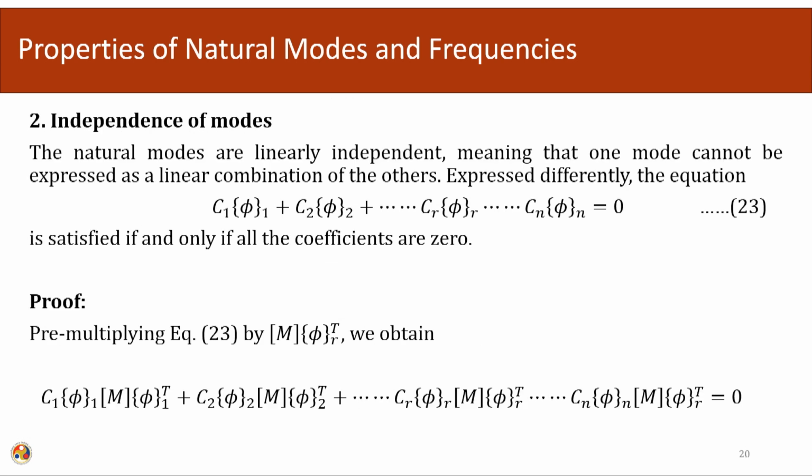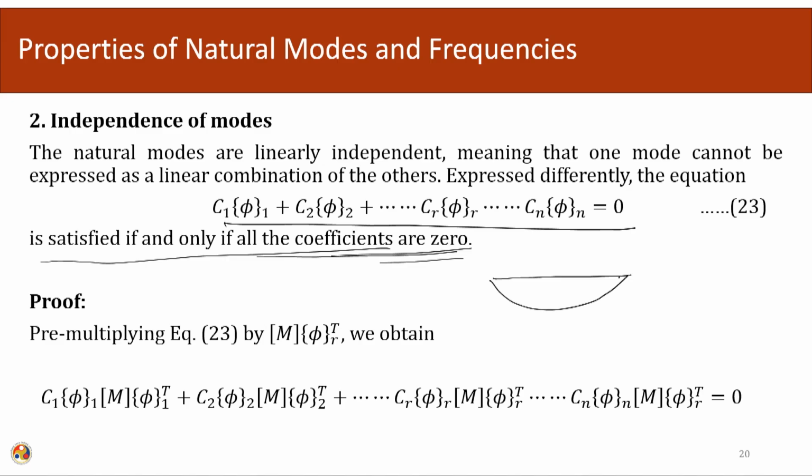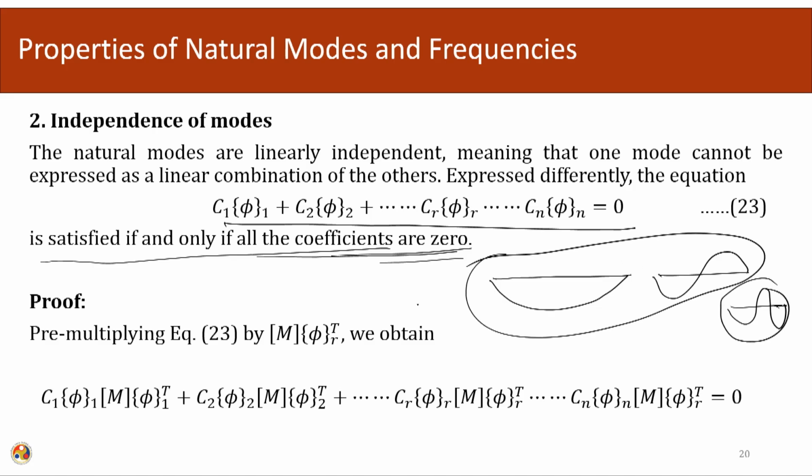The second property is that the modes are independent. The natural modes are linearly independent, meaning that one mode cannot be expressed as a linear combination of the others. Expressed differently, this equation must be 0, and this is satisfied if and only if all the coefficients are 0. If this is the first mode, this is the second mode, this is the third mode, we cannot express the third mode as any combination of the other modes.